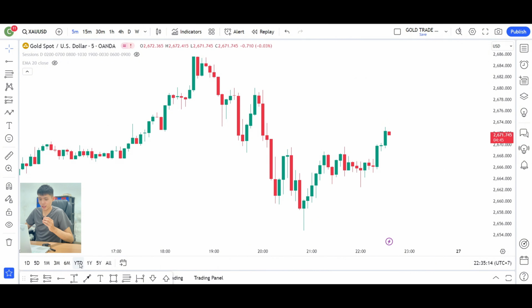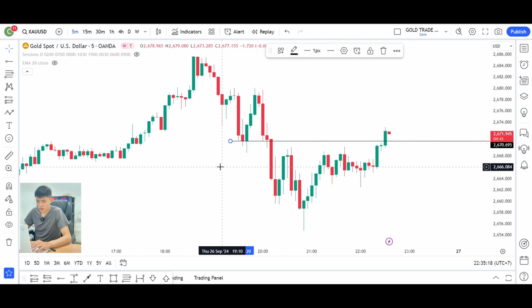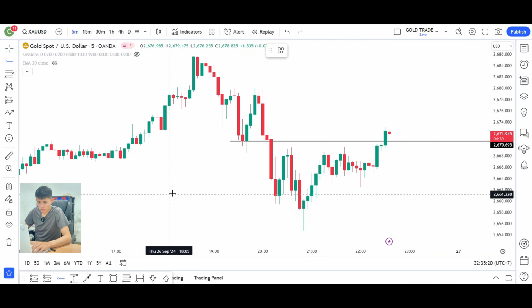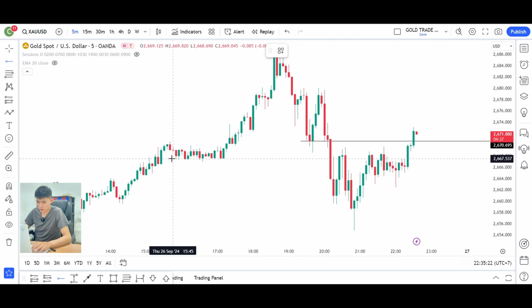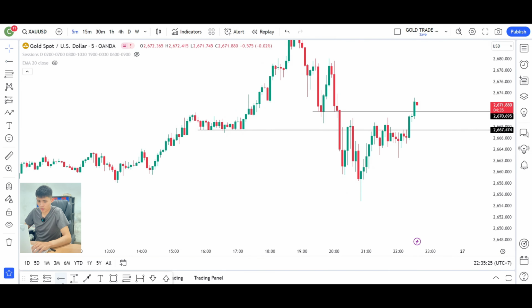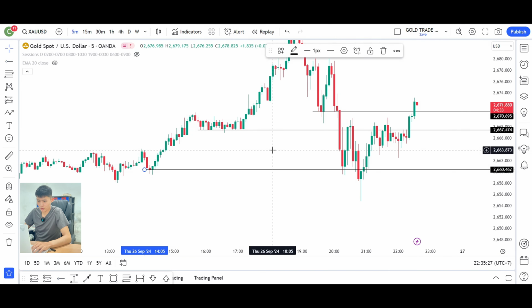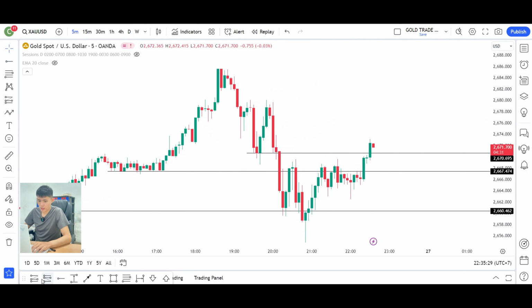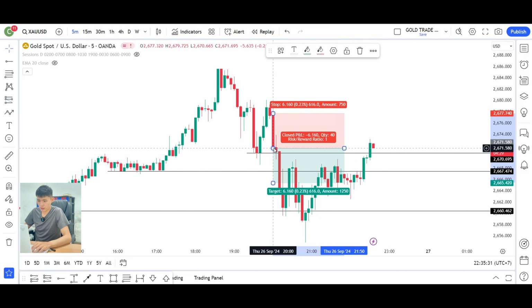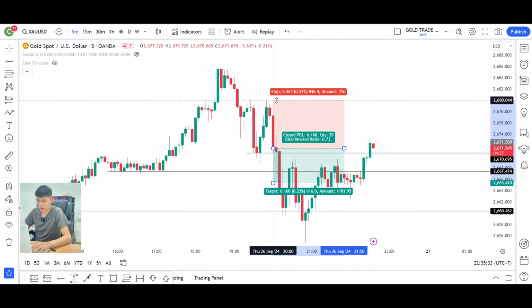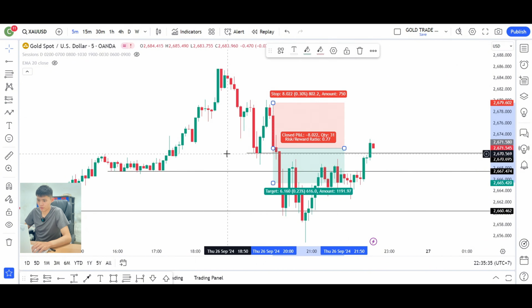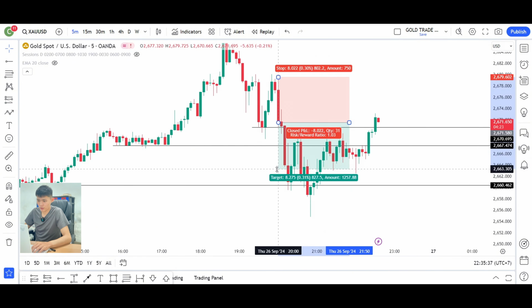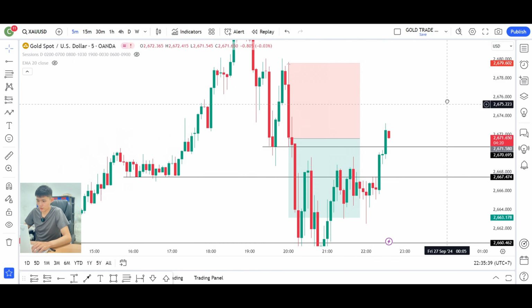Why? Because let's have a look at this here. This is a support area here, okay? This here is the next support area here. The next one, I think, is here, guys, okay? Let's say if I would take a sell here, stop loss is just above this candle here, targeting 1-1 here. See that?